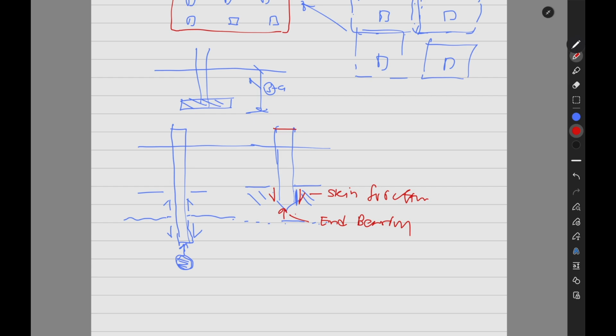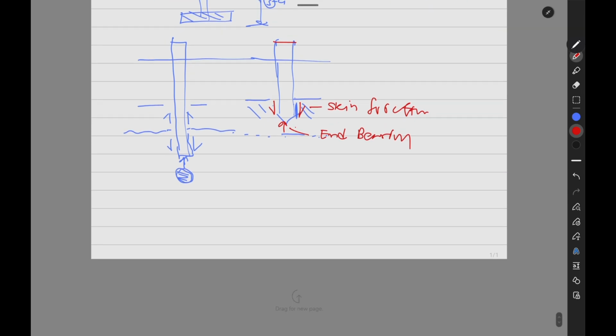Basically these are the two types of foundation. There are steel or micro piles as well, which you can have in a similar way. In addition to that, there are diaphragm walls. Diaphragm walls are a similar type of thing to a pile.